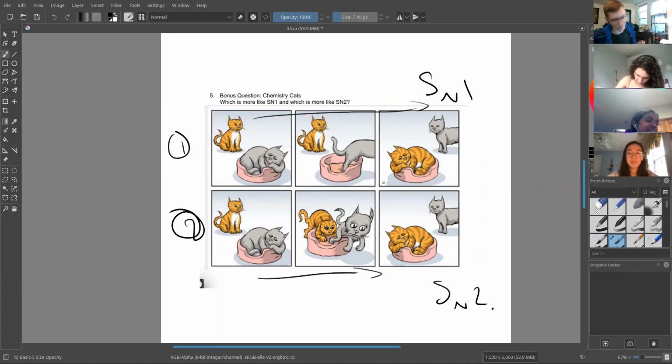I really love this little comic. I have not seen this question before. This is excellent. I wish I knew about this earlier. This is so much fun. Okay, all right. We did a lot of review. Hopefully that was beneficial.